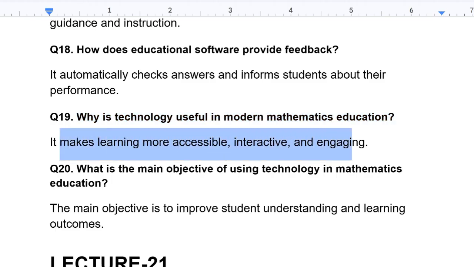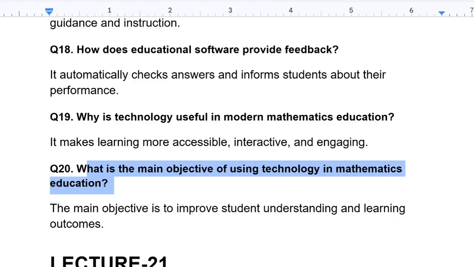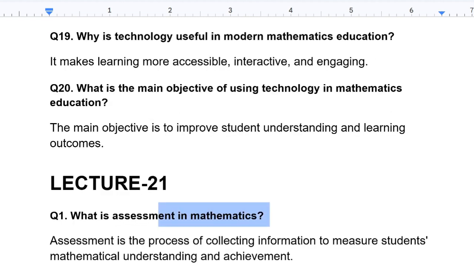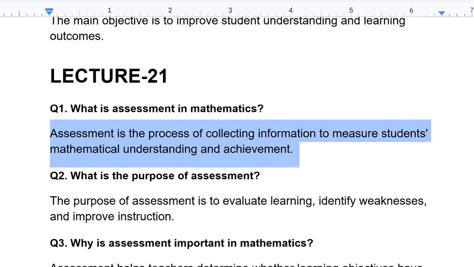It makes learning more accessible, interactive, and engaging. What is the main objective of using technology in mathematics education? The main objective is to improve students' understanding and learning outcomes. What is assessment in mathematics? Assessment is the process of collecting information to measure students' mathematical understanding and achievement.